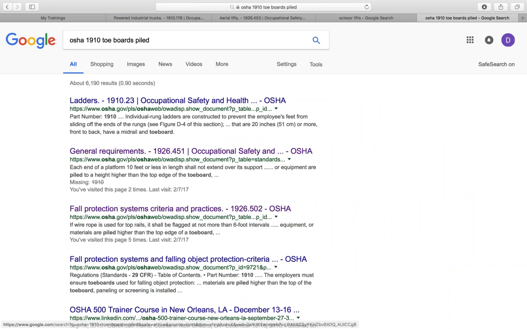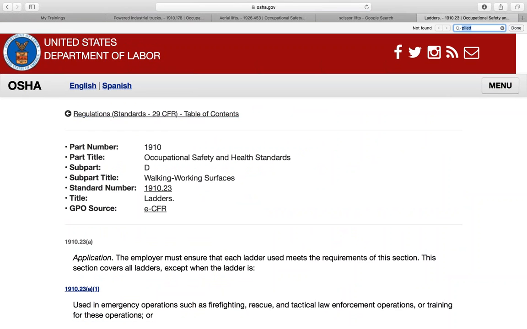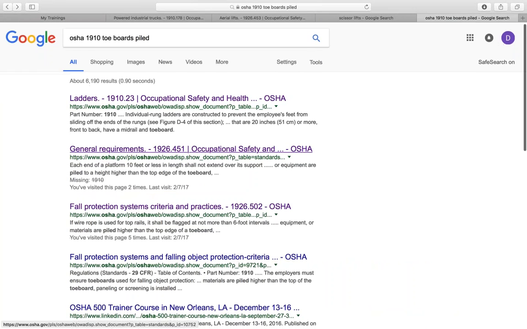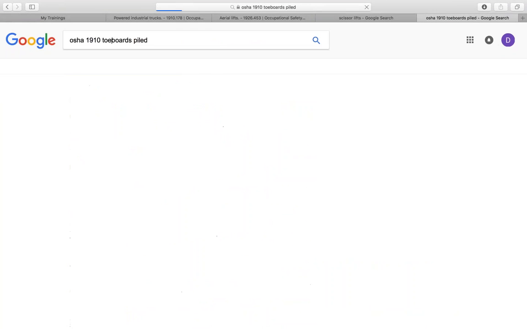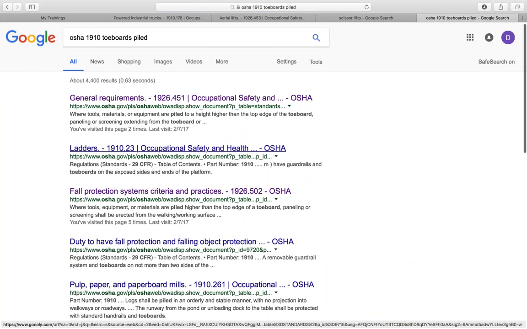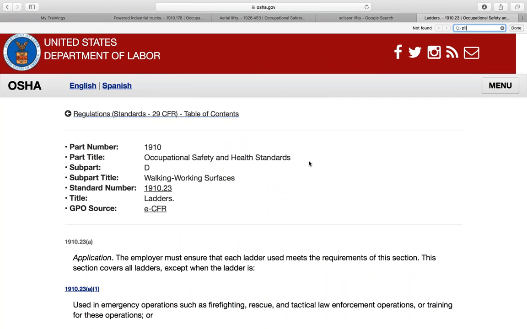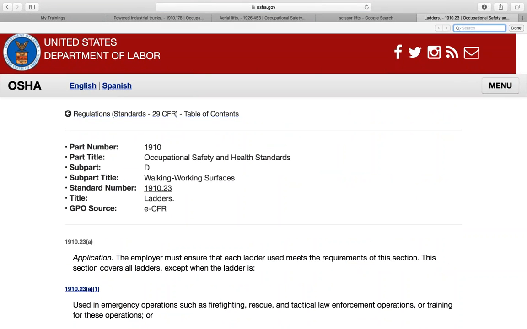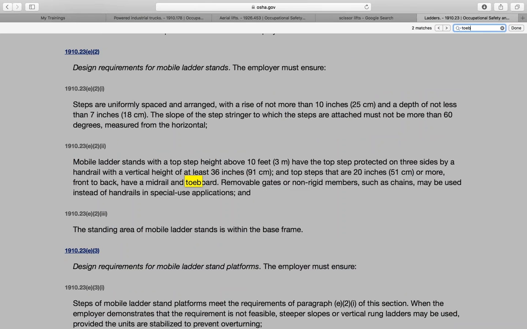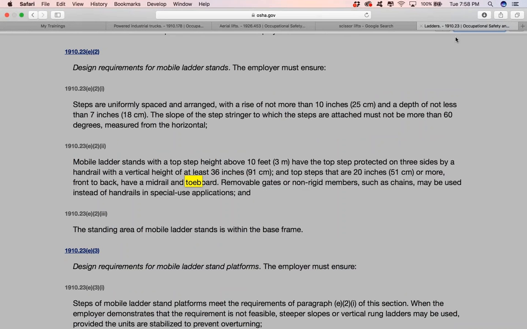I'm doing the same thing, and now I'm going to walking and working surfaces. Now what are we talking about? Like fixed catwalks, items like that, right? And let me see if this is where it is. I don't recall where it is. I don't recall why I'm not finding it.